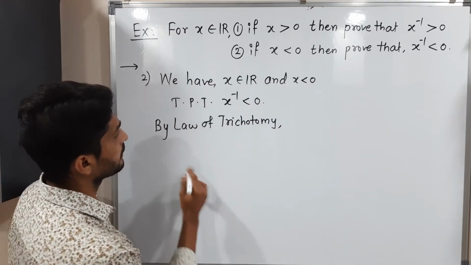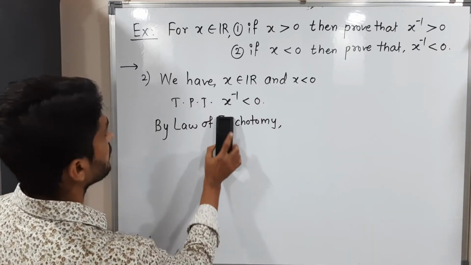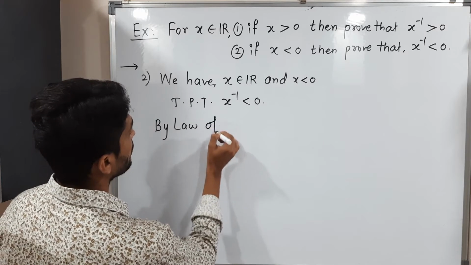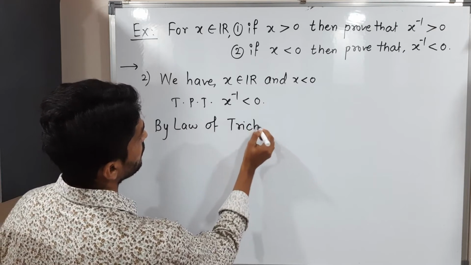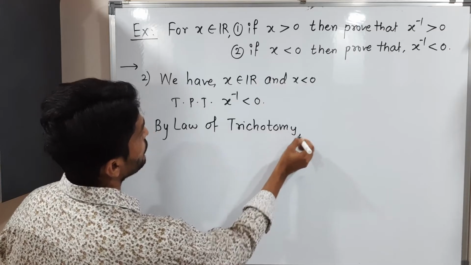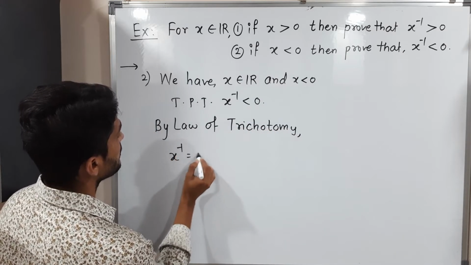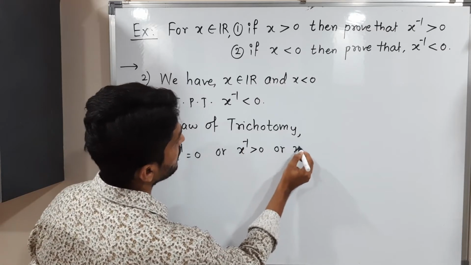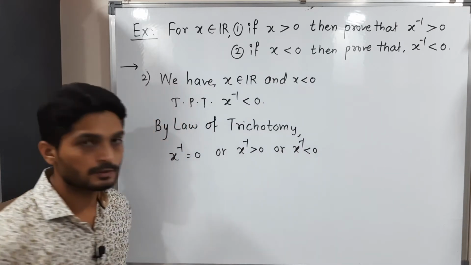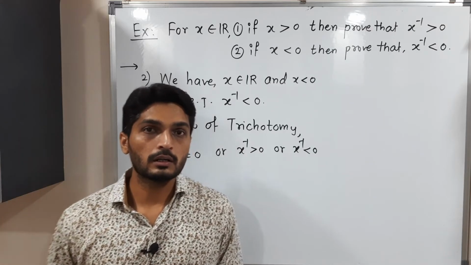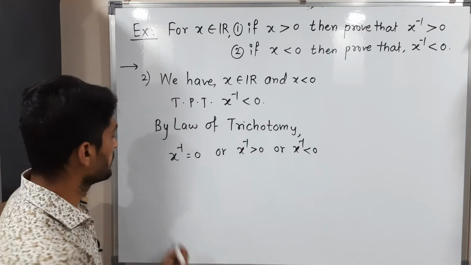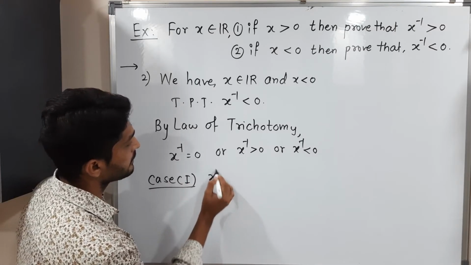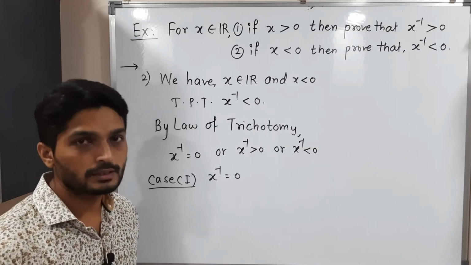So let me write that thing. Okay, by law of trichotomy, either x inverse is equal to 0 or x inverse is greater than 0 or x inverse is less than 0. So let us start to work on each of these cases. Case number 1 is obviously x inverse is equal to 0. Let us see what will happen.